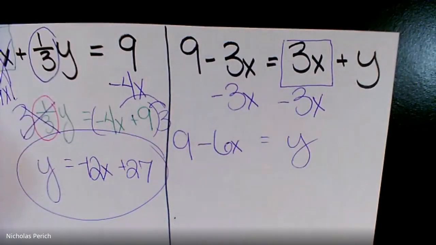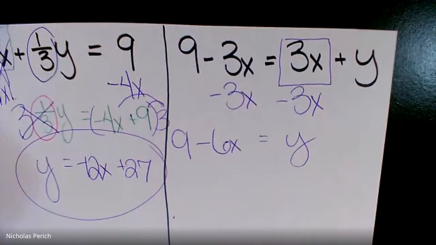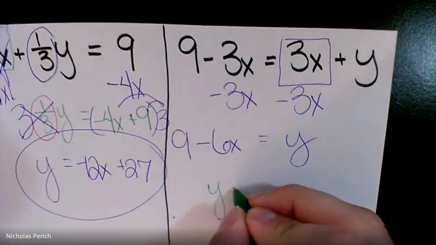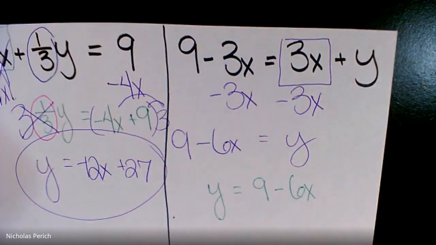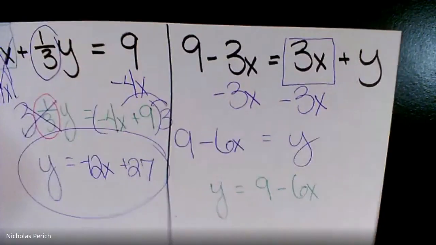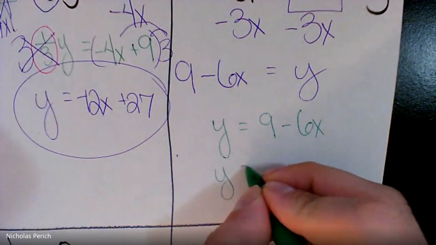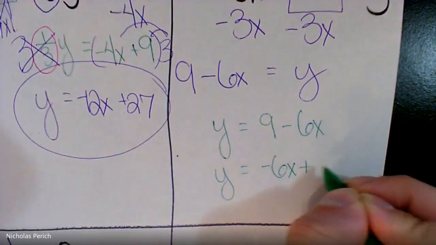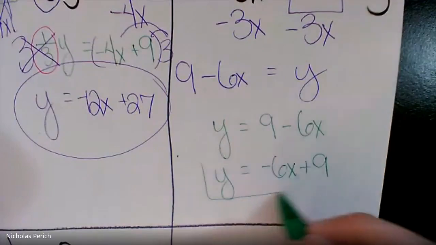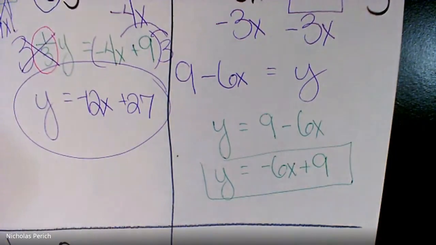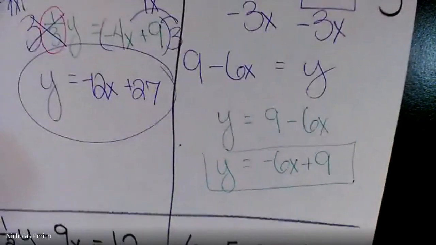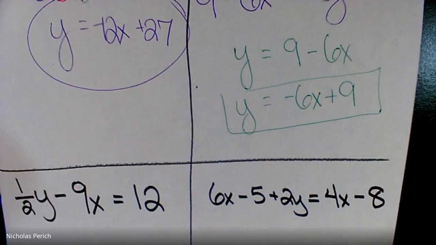Is y all by itself? Yup, it's just in the wrong direction. y equals 9 minus 6x. And to be honest, I don't mind if you switch it so that it looks like that. What did I do? I moved the negative 6x in front, and I moved the 9 to the other side. Okay, I'm allowed to do that. And you can't tell me I'm not allowed to do that, Mom. Questions?